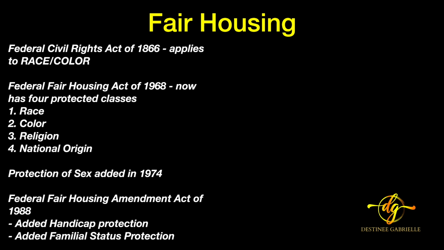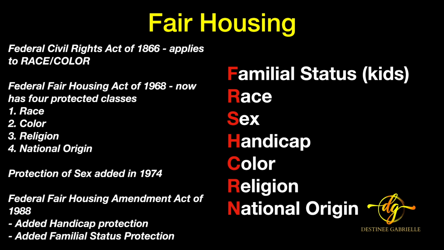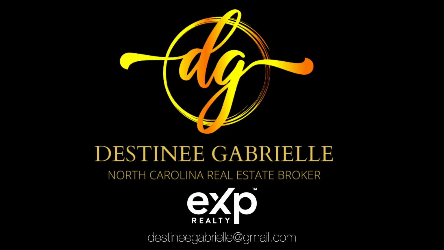So speaking of that, let's go ahead and talk about your protected classes. And this will spell out FRESH CORN without the E and the O. So we got familial status, which is kids, race, sex, handicap, color, religion, and national origin. I'm going to give you guys a few minutes to write that out. All right, so I guess you guys can pause it anytime, as much as you want, rewind it as much as you need to, and write down what you need. But I am done here.